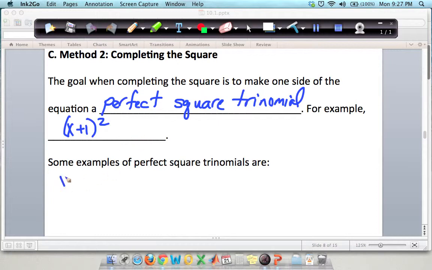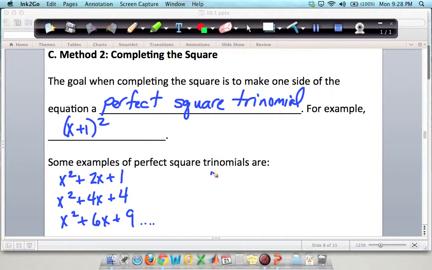Some examples of perfect square trinomials, if I start with 1, I'd have x squared plus 2x plus 1. If I do 2, I have x squared plus 4x plus 4, 3, x squared plus 6x plus 9, etc. In general, a perfect square trinomial can be found by looking at the relationship between b and c. And what that relationship is, you have x squared plus bx plus, the way to get c, to create a perfect square trinomial, is you have to take that number b, divide it by 2, and square it.